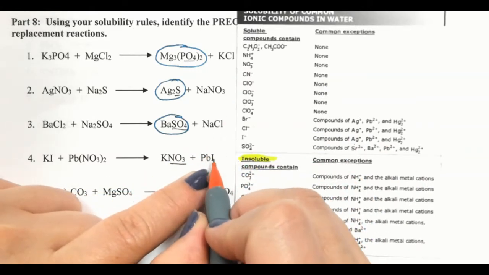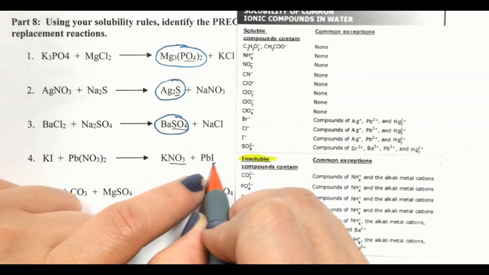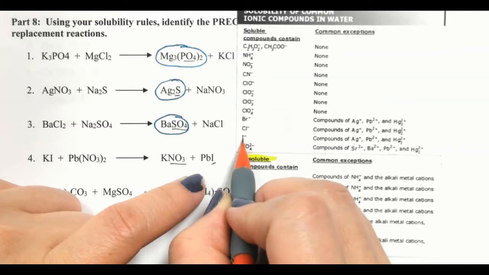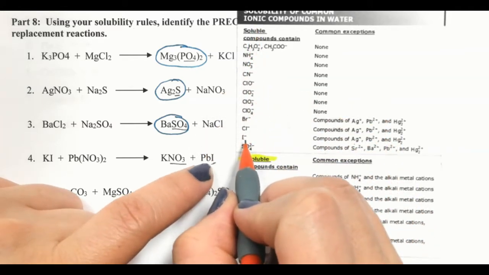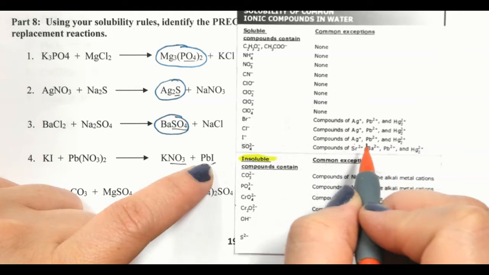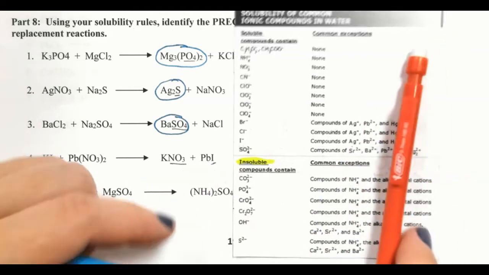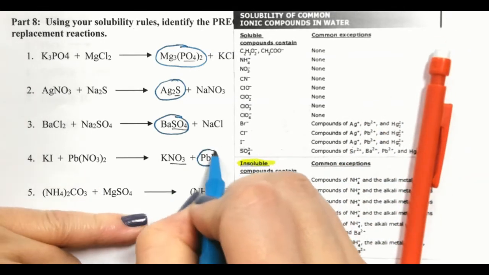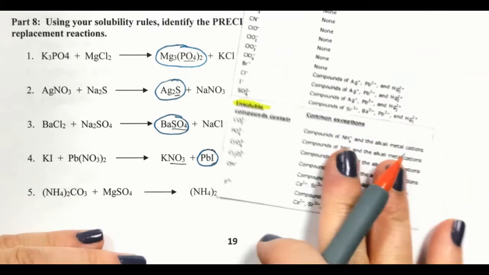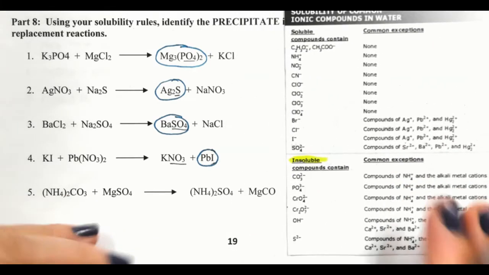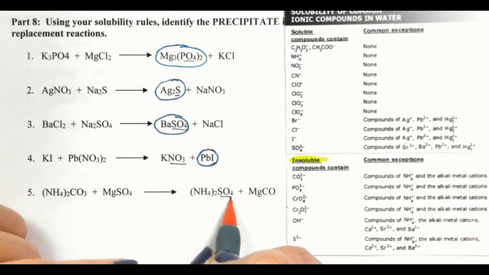There we have lead iodide, so let's go look for iodide. It is here. Iodide is soluble unless lead is an exception, and it is. There it is. So because that is an exception, this is our precipitate. It's insoluble.